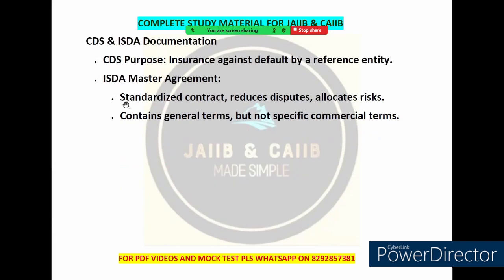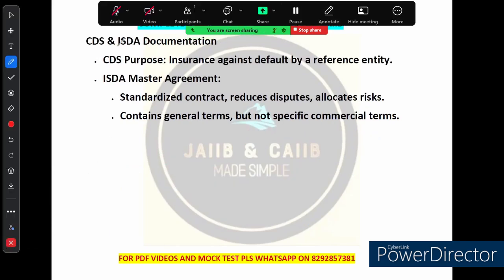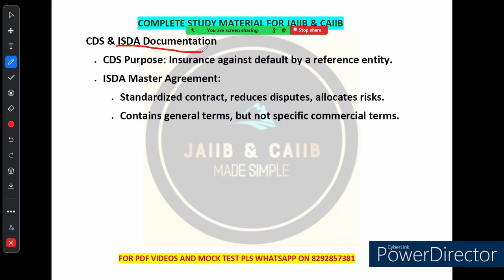Now lastly, CDS and ISDA documentation. CDS is like insurance against someone defaulting on their debt. So insurance against someone defaulting on their debt is called CDS. And the ISDA master agreement is a standardized CDS contract helping reduce disputes and clarifying risk. This CDS agreement includes general terms but leaves the specific details for later. So that's a quick breakdown of the ISDA agreement.